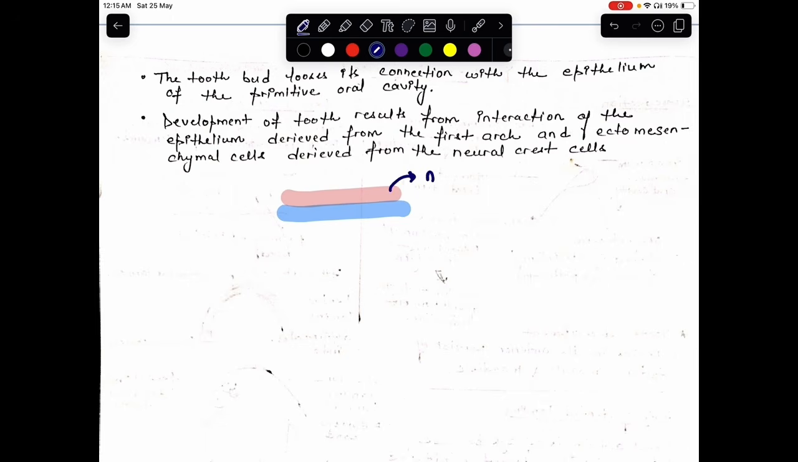this is derived from cells of a first arch, and this is derived from the neural crest cells. All right. And what is the first arch?